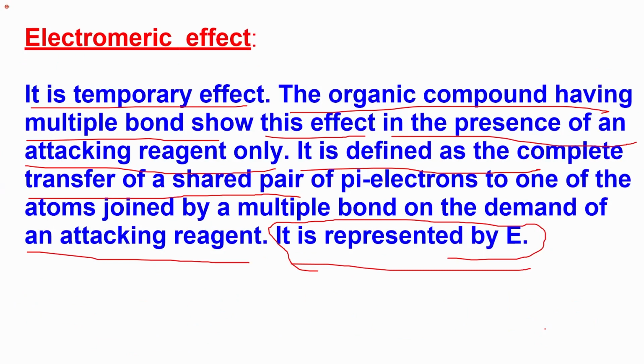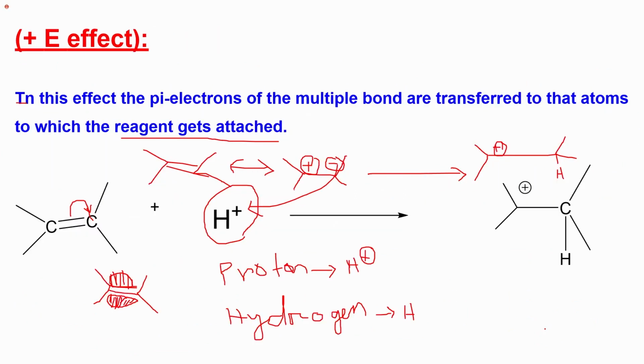In the same way as the resonance effect, we can divide the electromeric effect in two ways. One is the plus E effect. What is the plus E effect? The pi electrons of the multiple bond are transferred to that atom where the reagent gets attached. So let's say there is a pi electron cloud. A double bond is always oriented in this way, so the electron cloud is above and below.